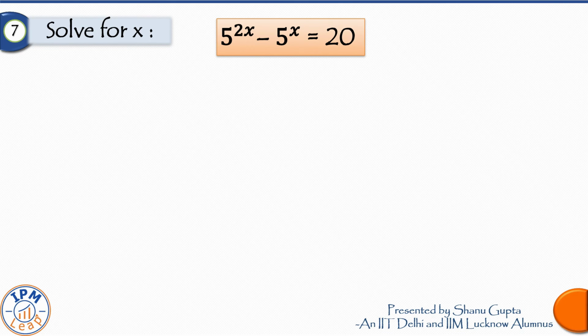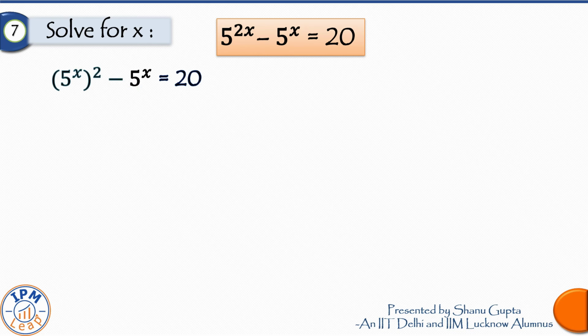So far we have dealt with exponential equations that were linear. But if you have studied quadratic equations as a part of your math syllabus, then occasionally we might face exponential equations which are convertible into quadratic equations. For instance, take the equation 5 raised to the power of 2x minus 5 raised to the power of x is equal to 20. Rewriting this, we can see that the first term is clearly the square of the second term.